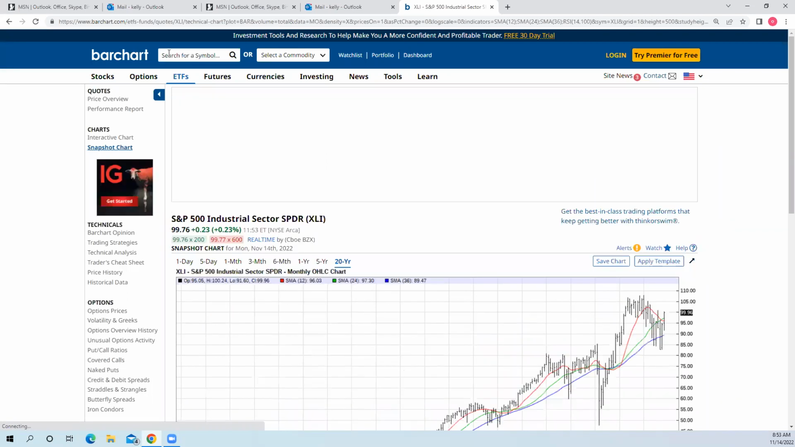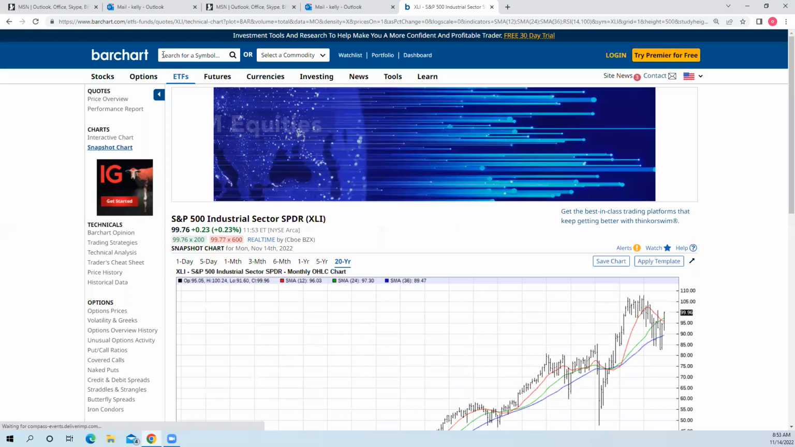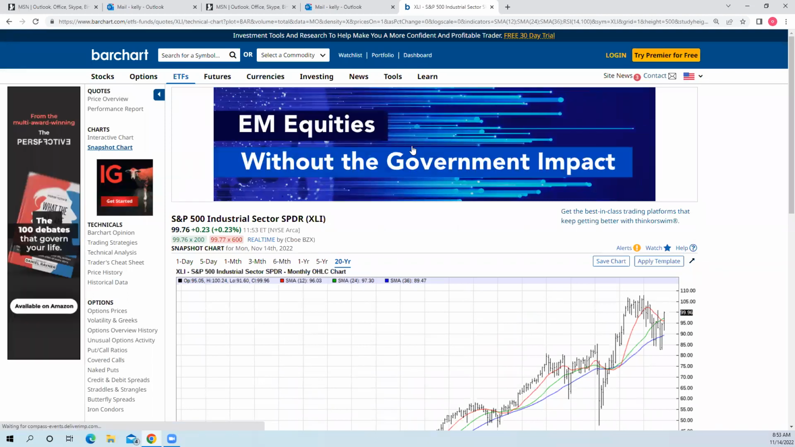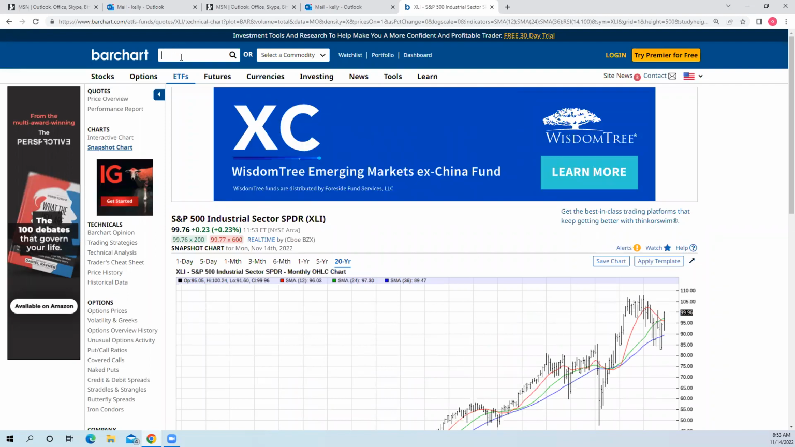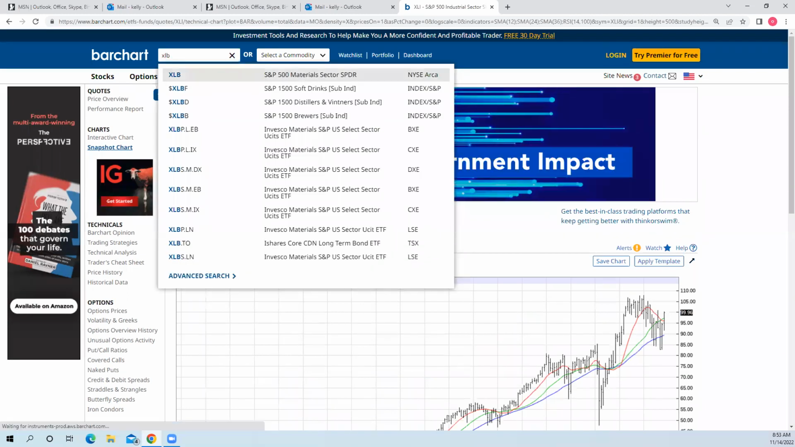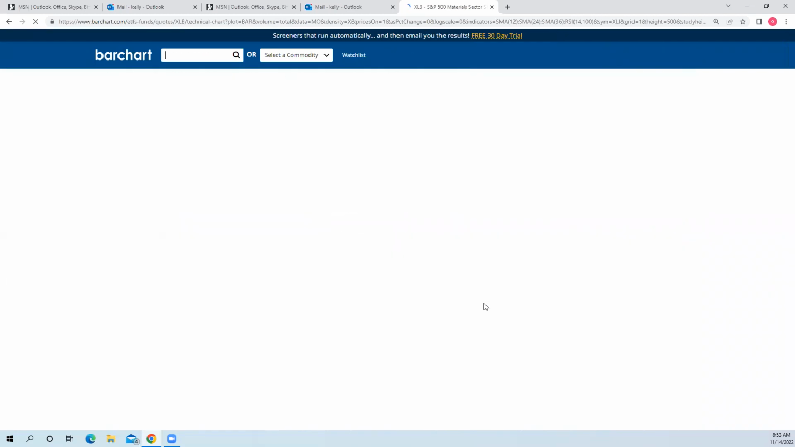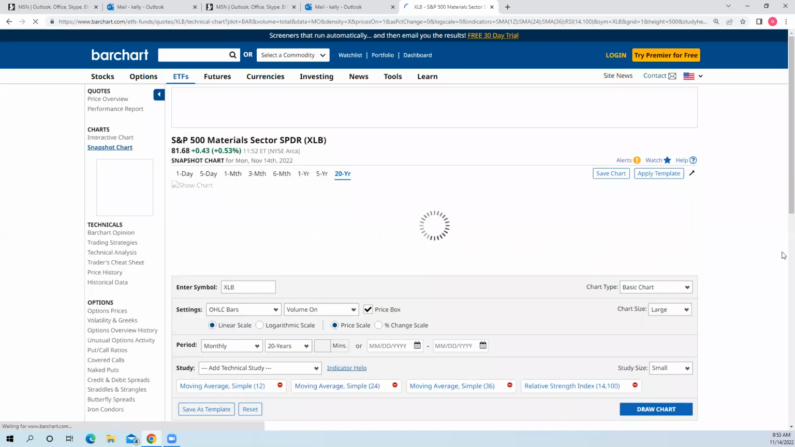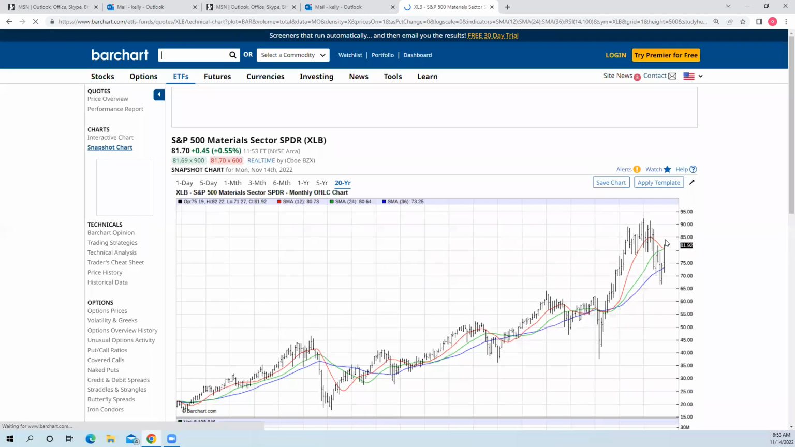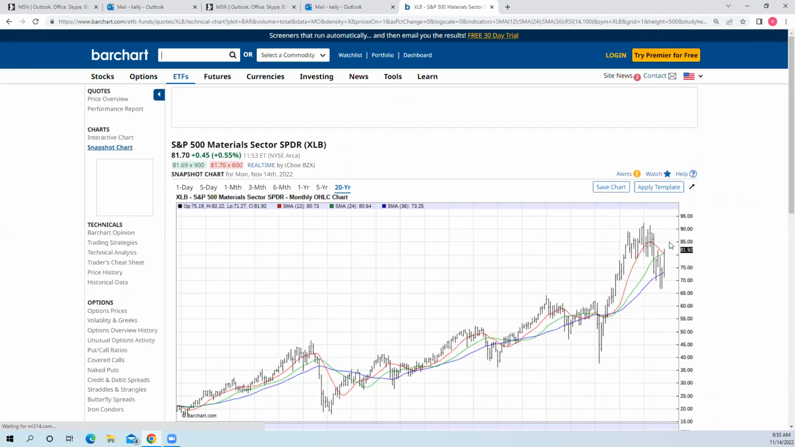And then materials, XLB. There you go. All right. On the materials, same story as the other, I think. Let's see. Yep. Yeah, you're above the green line. It pays good dividends. So you understand what I'm talking about? I'm talking about having an asset allocation mix that makes sense.